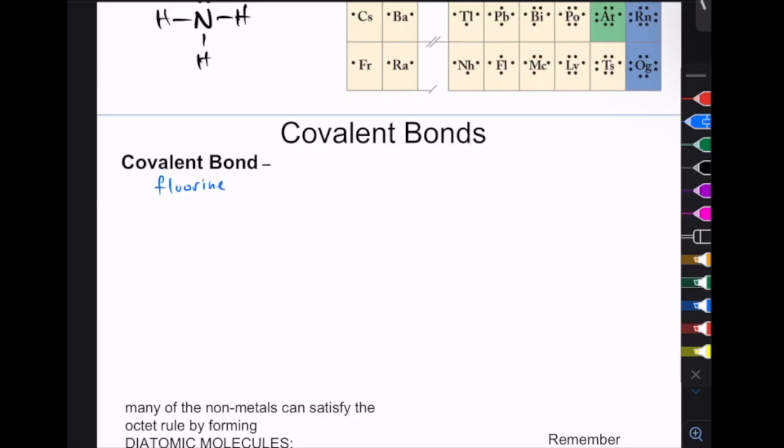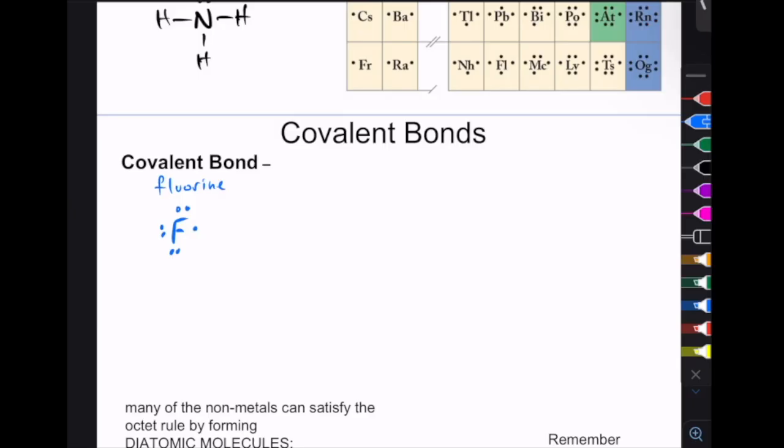Draw what you think the Lewis symbol is for fluorine. You've got an F for the atom, and then how many valence electrons? 7. So let's put them in. 1, 2, 3, 4, and then 5, 6, 7. So how many unpaired electrons do we have? 1. How many bonds do we expect to form with fluorine? Just 1. I should say, how many covalent bonds? Just 1.